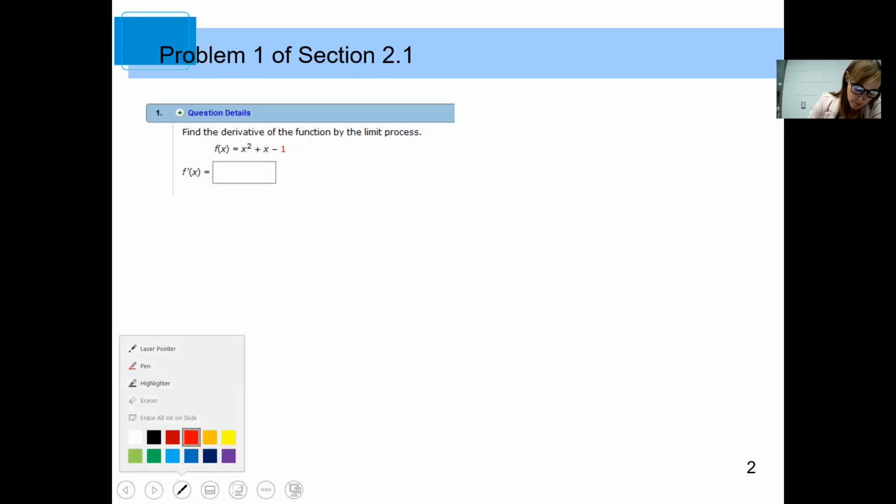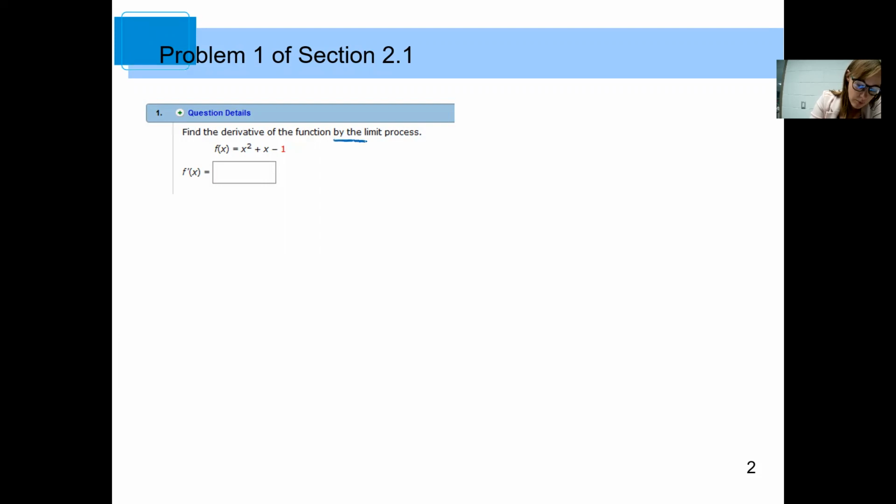So I really just want to focus in on that, because when you see that on the test, if you don't evaluate the derivative using that limit process, you will be deducted points. If it doesn't say use the limit process to evaluate the derivative, okay, you don't have to. But just be mindful of whether it says by the limit process, in which case we need to use that.